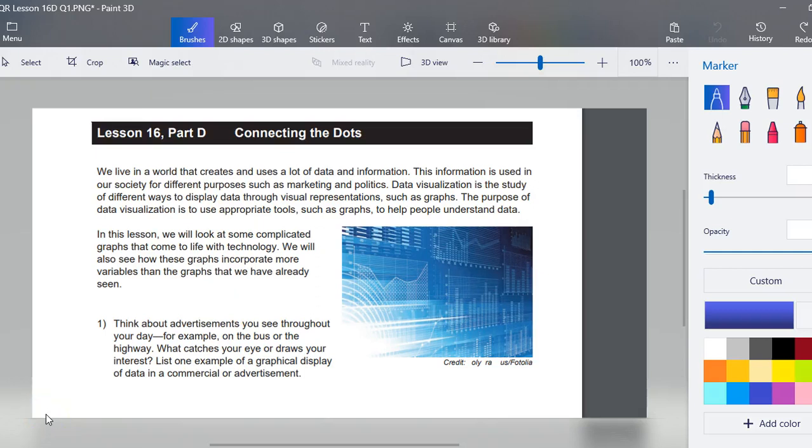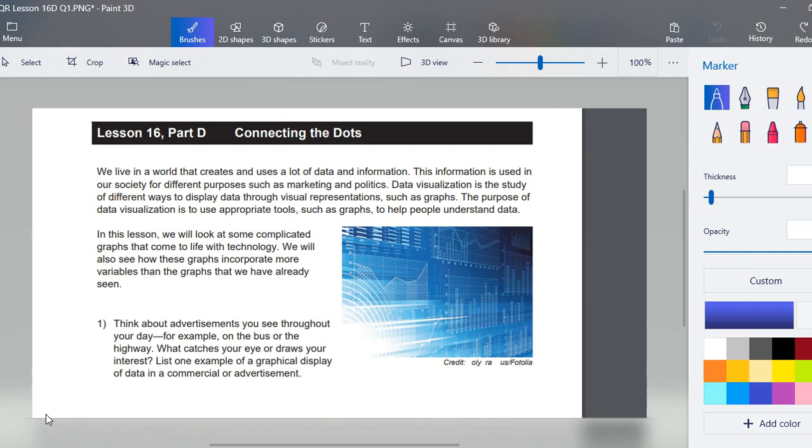This is lesson 16D, Connecting the Dots. We live in a world that creates and uses a lot of data and information. This information is used in our society for different purposes, such as marketing and politics. Data visualization is the study of different ways to display data through visual representations, such as graphs. The purpose of data visualization is to use appropriate tools, such as graphs, to help people understand data.